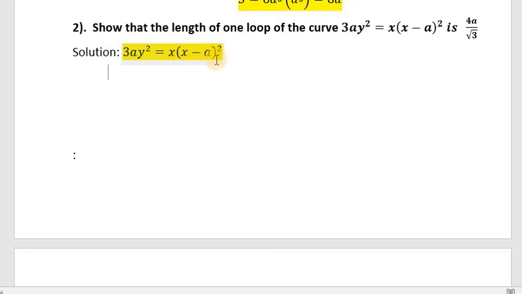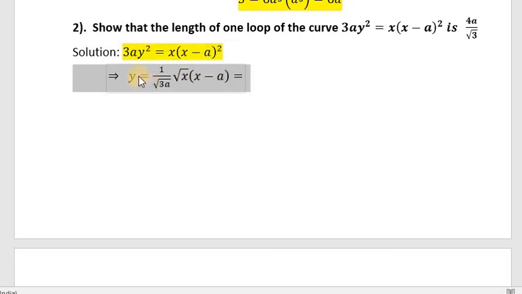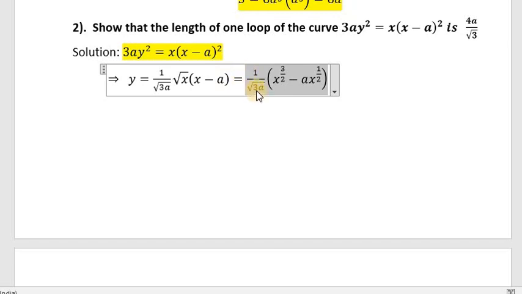See, this curve is also symmetrical about the x-axis. First, let us solve for y. So y is equal to 1 by root 3a into root x into x minus a. On simplification, we get 1 by root 3a into root x into x, which is x to the power of 3 by 2, and a into root x is a into x to the power of half.